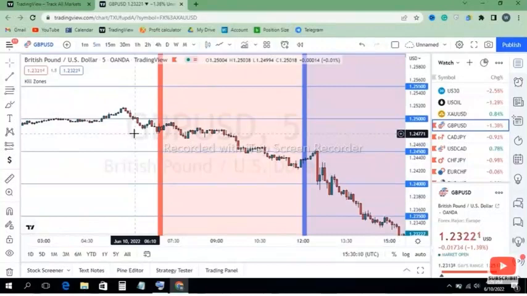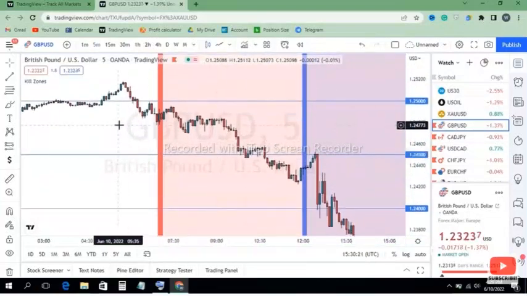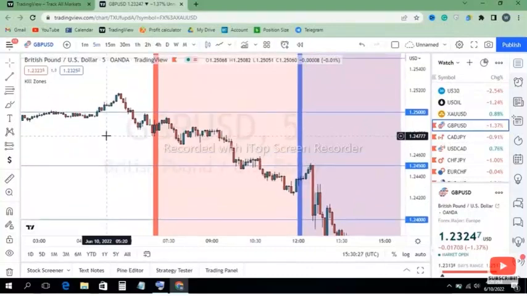So in that video I explained psychological areas, and someone texted me to explain psychological areas for currency pairs. So you can see any major round number. This first one here is 1.25000. This is a major round number. What can we see happening around this area?